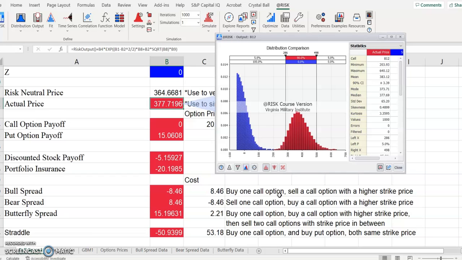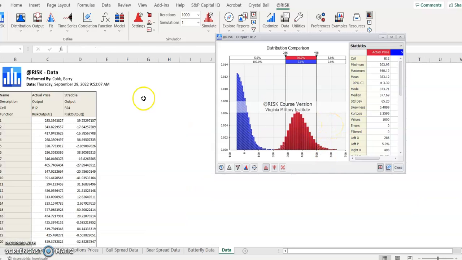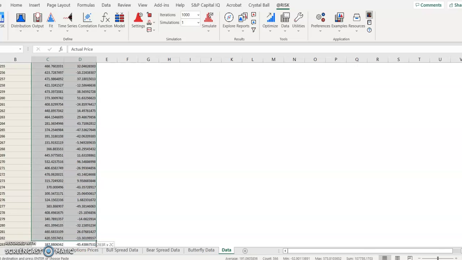Now, the biggest thing for the overlay is to export the data and create an XY scatter plot. So here is export data in the bottom right hand of the output screen. And we'll export to Excel. And I'm going to choose a new worksheet in the active workbook. All right, I'm going to copy these labels for the actual price and the straddle to be right above the data. And then we're going to sort this data by the actual price.